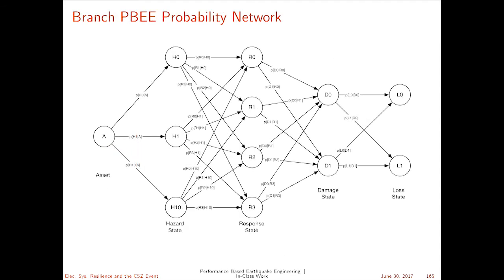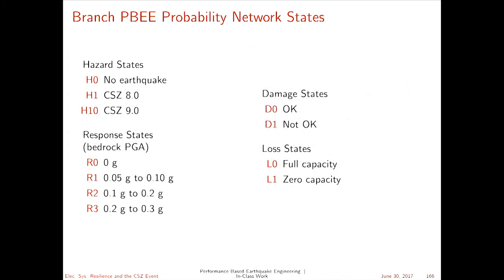Our network will look like this. We'll have 3 hazard states, same as before: nothing bad happens, Cascadia 8, Cascadia 9. We'll have 4 responses, same as before. But we'll do 2 damage states. For a transmission line, it's kind of damaged or not. It doesn't have half functionality. So it's either okay or not okay, and its loss states are either full capacity or 0 capacity. So we simplify it a little bit. Those are the loss states that we have.